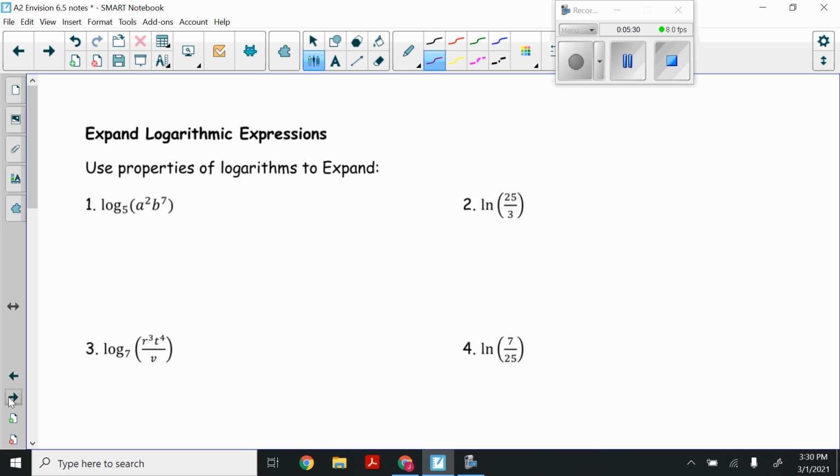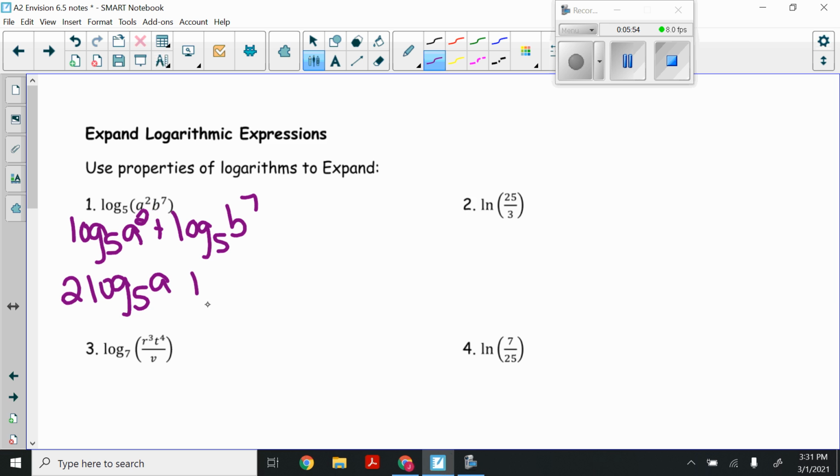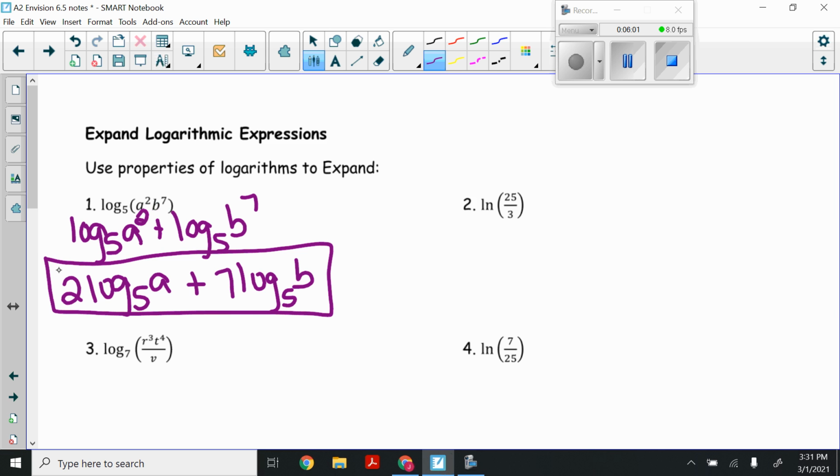First thing we're going to do is the multiplication. A squared times b to the 7th, so that means I add the two logarithms. So I would just say log base 5 of a squared plus log base 5 of b to the 7th. Now the last thing that I have to do is my power property of logarithms. So these exponents come out in front. So for a squared, that 2 comes out front, and I say 2 log base 5 of a. Plus here my 7 comes out front, 7 log base 5 of b. I've just expanded that logarithm.